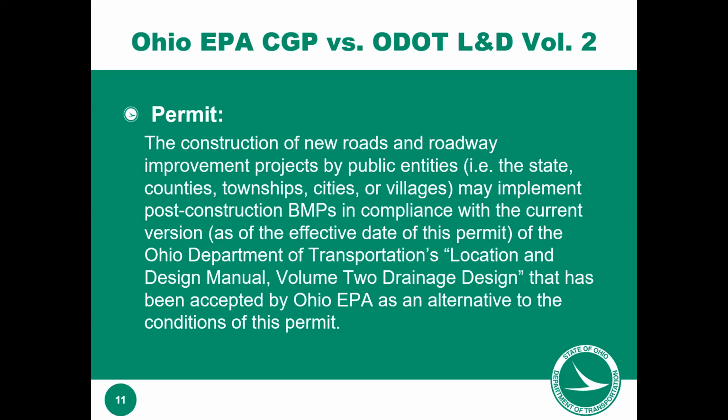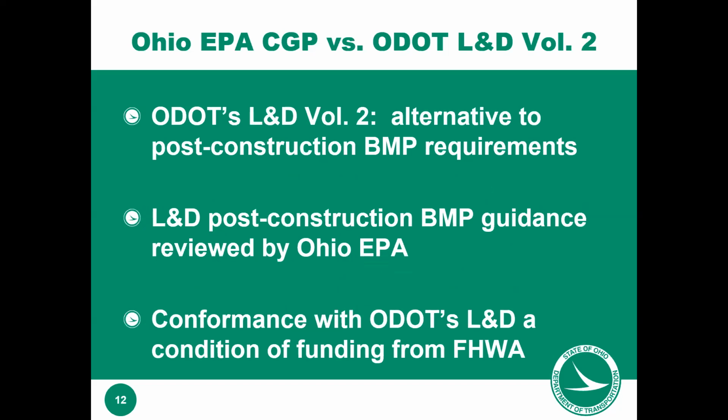So the L&D is written into the construction general permit, okay? And technically it's the L&D at the date that the permit was issued. So whatever that date is in 2018 is that version of the L&D, which you can go find on our website, is the part that got public commented through the CGP process and has the authority of an Ohio EPA permit. So ODOT's L&D Volume 2 is an alternative to Ohio EPA's Table 4A and 4B, or kind of the Rainwater and Land Development Manual, just for post-construction BMPs, not for all the rest of the conditions of the permit. That L&D material is reviewed by Ohio EPA and agreed upon. So ODOT and Ohio EPA talk about that, and Ohio EPA buys off on anything, which is important. So it's not like ODOT's off doing their own thing. Everything we do, Ohio EPA buys off on.